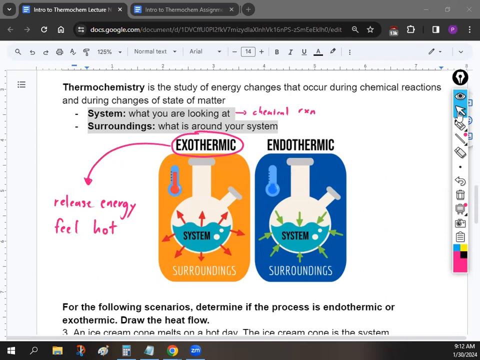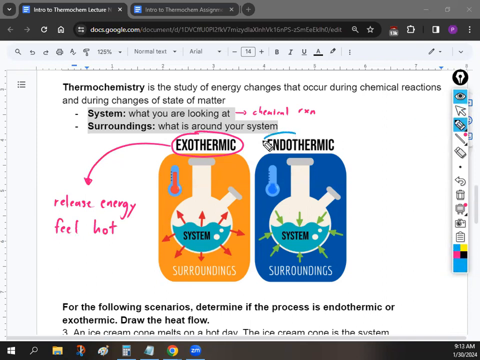A good example of this is a hand warmer. If you've used a hand warmer before, you shake it up, and it causes the chemicals inside to mix. What they're doing is releasing energy, and that's why it feels warm. Another good example is a bomb. You ignite a bomb, it's going to release a lot of energy, a lot more than a hand warmer. But that's pretty much the same concept. It's where the chemical reaction releases energy.